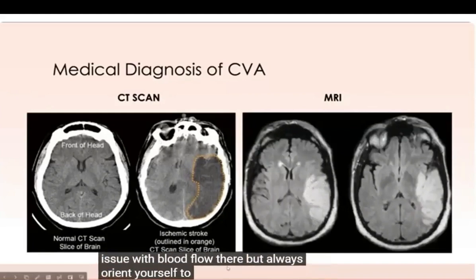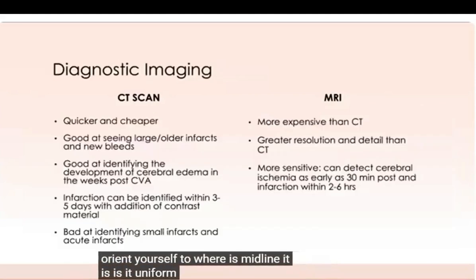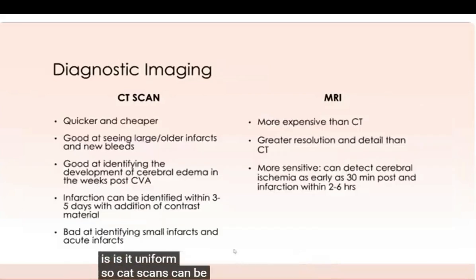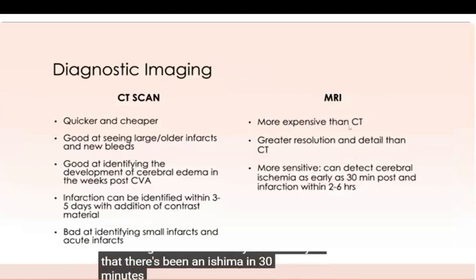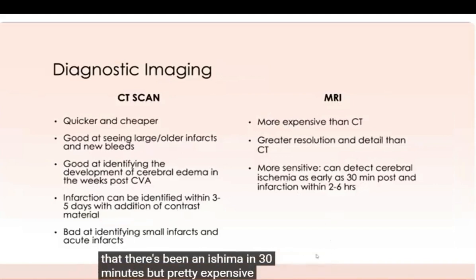But always orient yourself to where is midline and is it uniform. So CAT scans can be used right away, but within 3 to 5 days, where MRIs are great because they can show you that there's been an ischemia in 30 minutes, but pretty expensive.